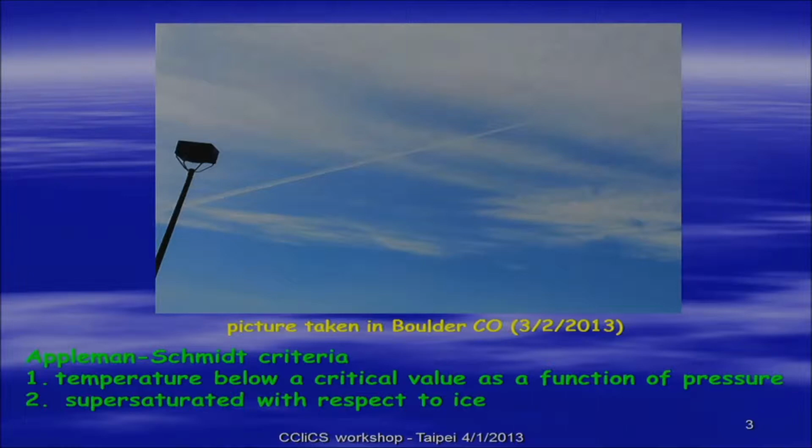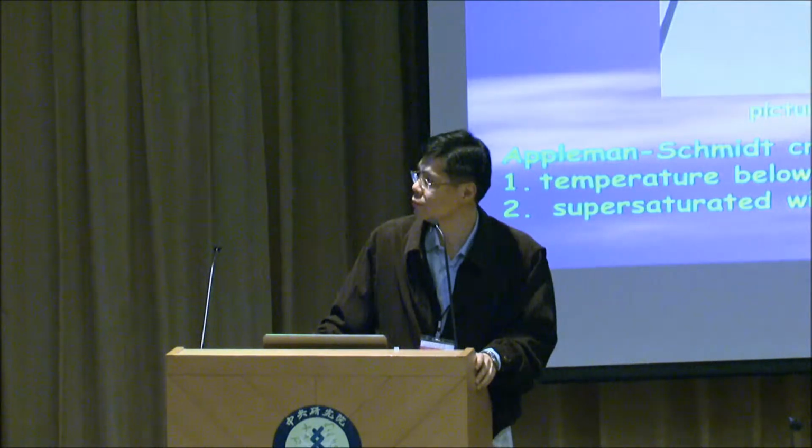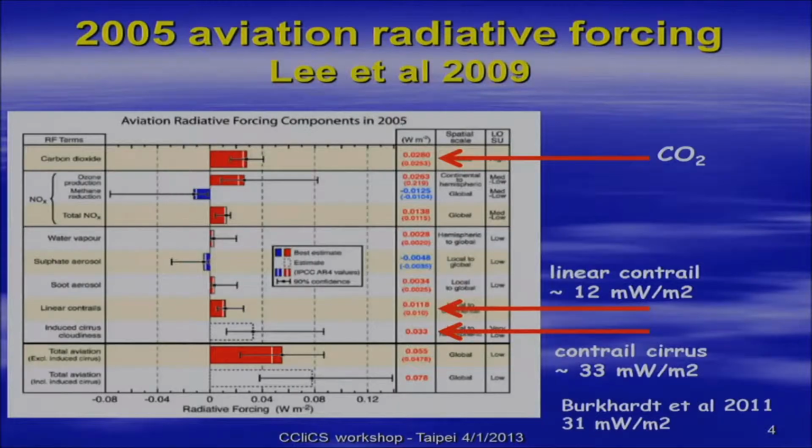Basically, based on observations, there are two criteria. First one is the ambient air has to be below some critical temperature at a given pressure level. And that ambient humidity has to be ice saturated, and that's what governs the formation of contrails. And this is work previously done, and the radiative forcing actually is pretty small if you look at the global average. And this appears in AR4 by Lee et al.